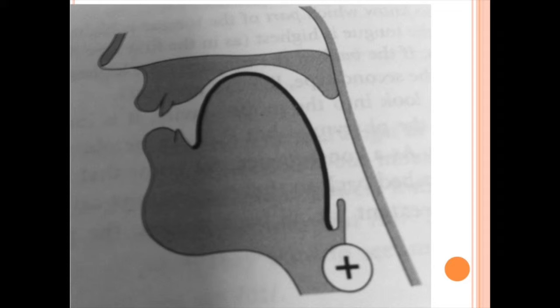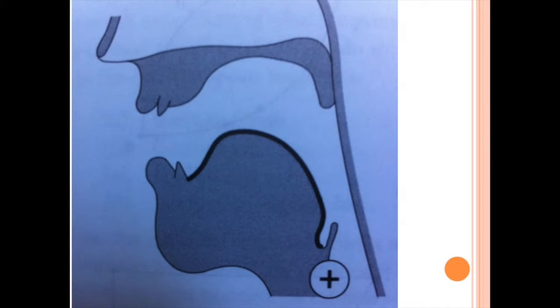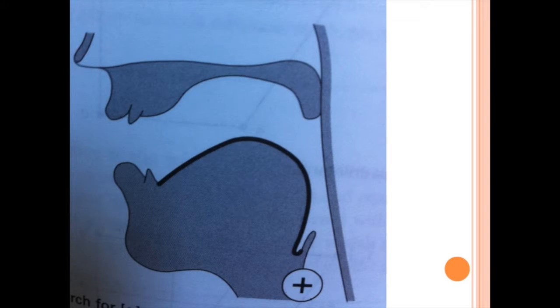So here's the tongue forward and close to the roof of the mouth for E. And here's the tongue fairly open and close to the front for A. Here the mouth is fairly open again and the tongue's bunched up at the back. This is the A sound.